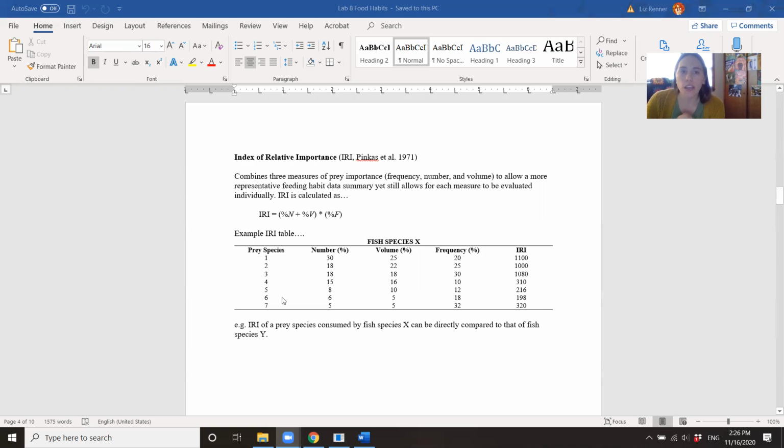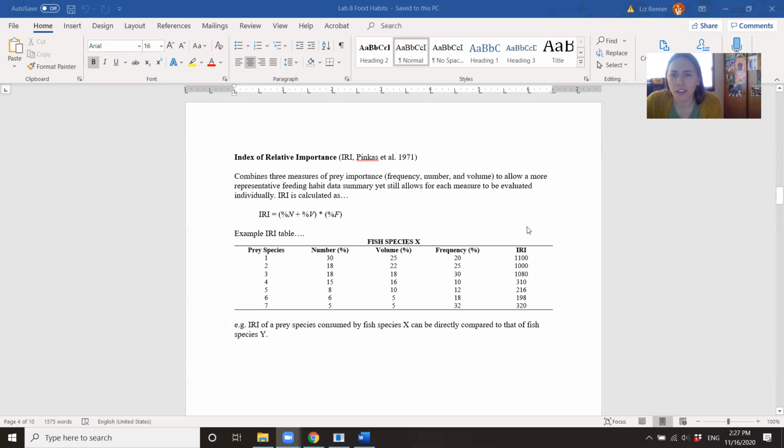individually. And so you calculate IRI as percent N plus percent volume, so the percent number plus percent volume, times the frequency. And here's an example IRI table. We've got 7 different prey species over here, and then we've got the number percentage of each of the different prey. And then we've got the volume consumed as a percentage of the total. This would be the most important prey by volume, and then the second one going down, but actually they're sorted by number here, and then it follows by volume and frequency.